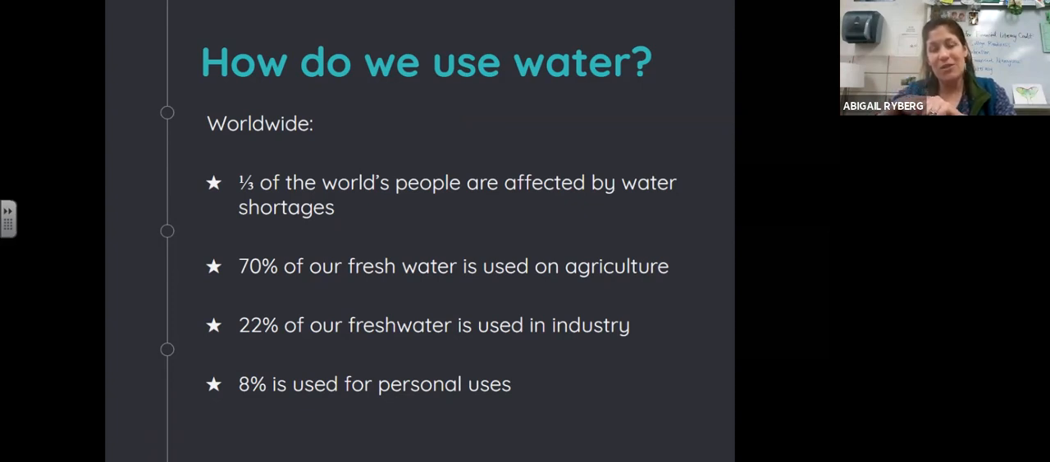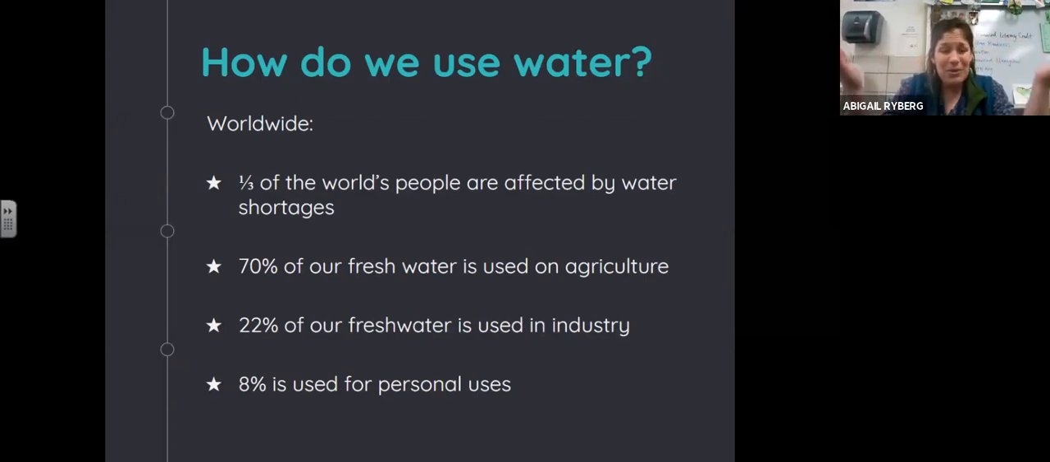70% of our fresh water is used on agriculture. So a lot of the water goes towards just growing the food that we eat. 22% of our fresh water is used in industry. That means making clothes, making our junk, making literally everything. If you look around you, all of this requires water. There's tons of water used in even just generating electricity. At the power plant itself, a coal burning power plant, which is where we get a majority of our electricity, uses lots of water to cool the machinery 24/7, just as an example.